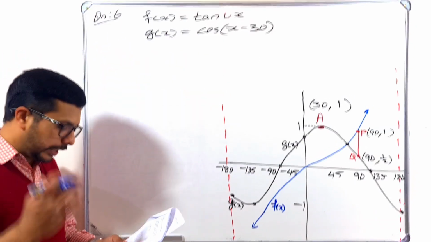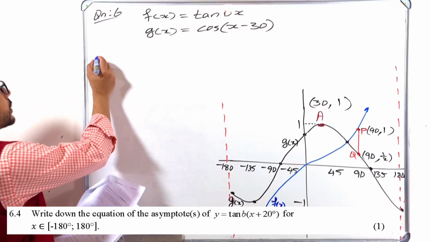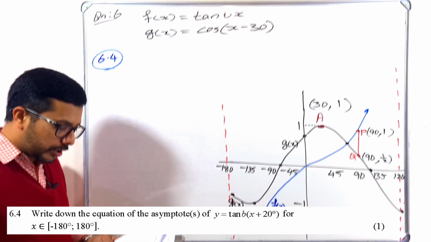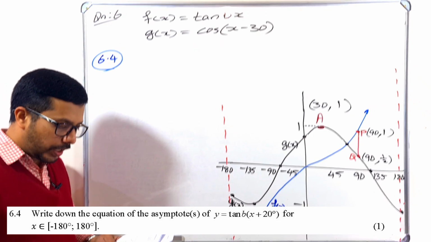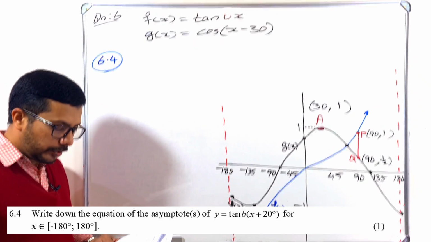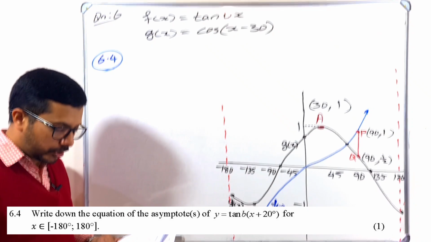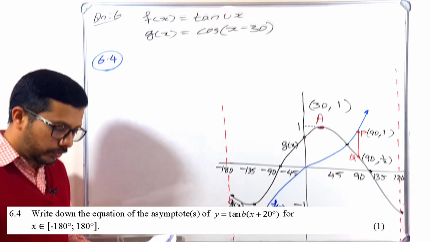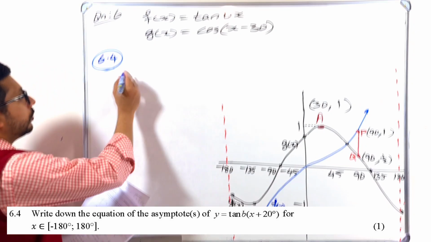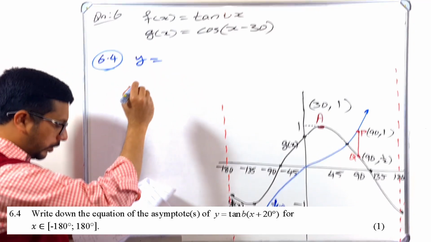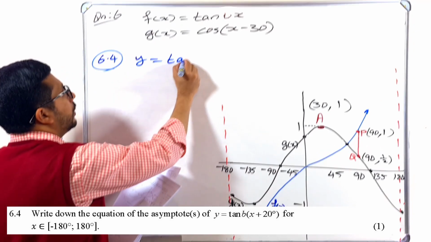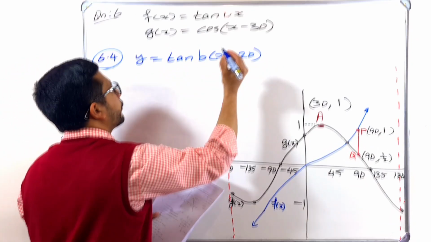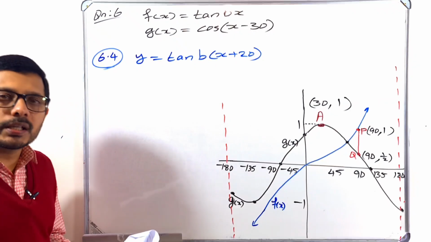Okay, now let's go to the next question, 6.4. What is that question? Write down the equation of the asymptotes of y is equal to tan bx plus 20 for x is an element of minus 180 to 180. So let me write that equation, y is equal to tan b x plus 20.